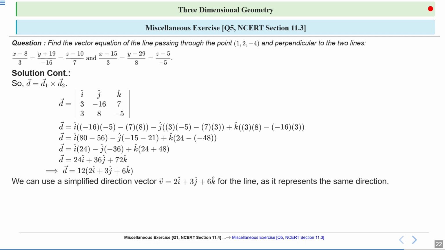Now we can use a simplified direction vector, v vector = 2 i cap + 3 j cap + 6 k cap, for the line, as it represents the same direction. Got it?